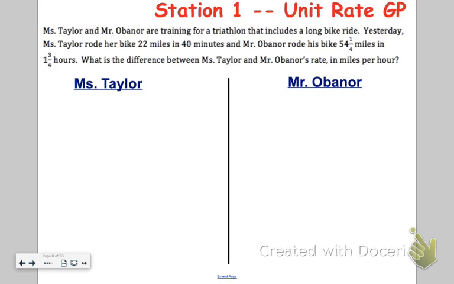All right, first, let's highlight some important information. It says Miss Taylor rode her bike 22 miles in 40 minutes. Mr. O'Banner rode his bike 54 1/4 miles in 1 3/4 hours. We're looking for the difference between the two rates, and we're talking about miles per hour here. Really important that we are focusing in on miles per hour because Miss Taylor's information is given in minutes. We know that 40 minutes can be converted into an hour number, okay?